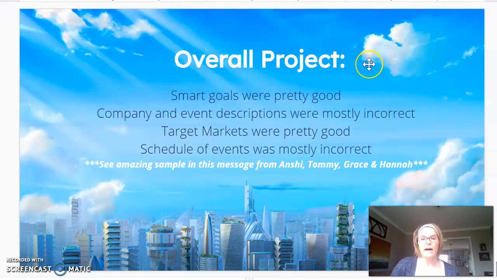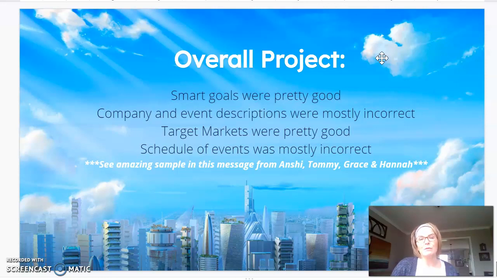So moving on from that, in our overall project, we had some ups and we had some downs. Let's start with a positive. One of the first things that everybody did a fantastic job on was your SMART goals. Overall, your SMART goals were pretty good in general. We had a couple groups that still weren't getting the fact that we needed a date and time, and we also needed an actual number that we would be able to measure. But overall, you're really doing amazing on your SMART goals.